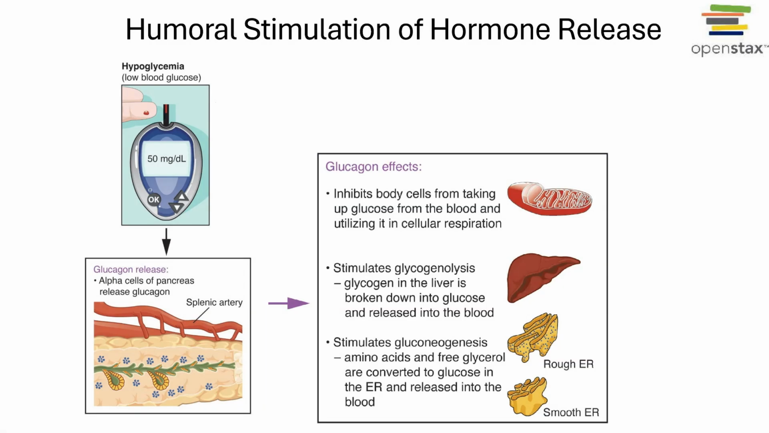Glucagon is released by alpha cells of the pancreas when blood glucose levels are too low, a condition known as hypoglycemia. Target cells throughout the body respond to glucagon in order to increase blood glucose levels back to the homeostatic set point. Many target cells respond by decreasing glucose uptake from the blood. In the liver, glucagon stimulates glycogenolysis and gluconeogenesis so that glucose can be released into the blood.